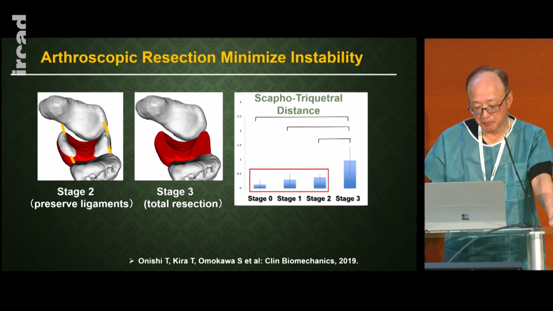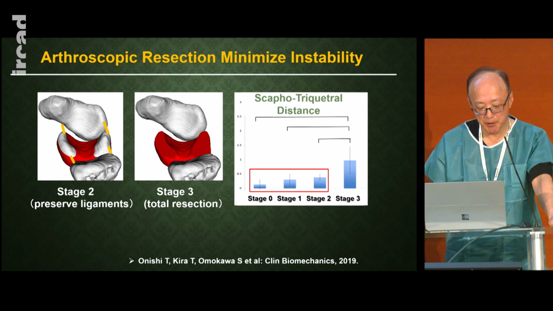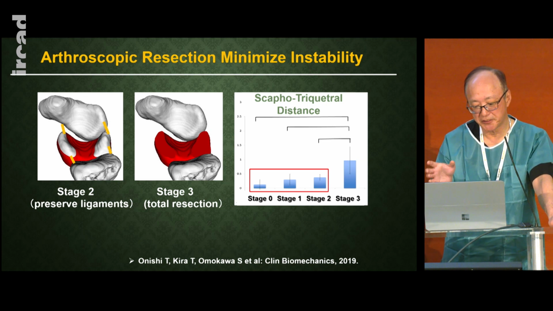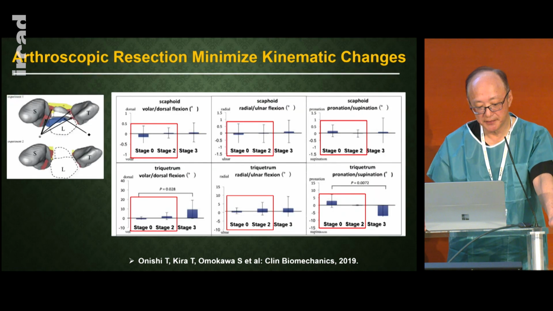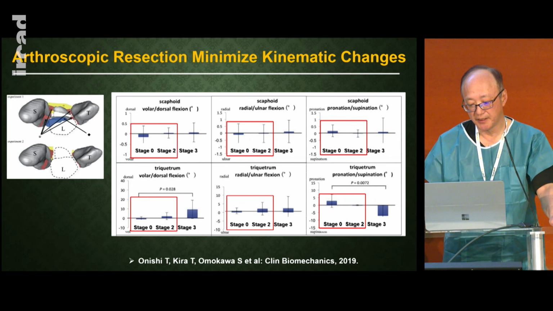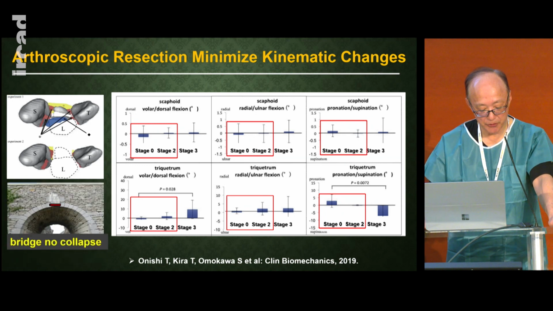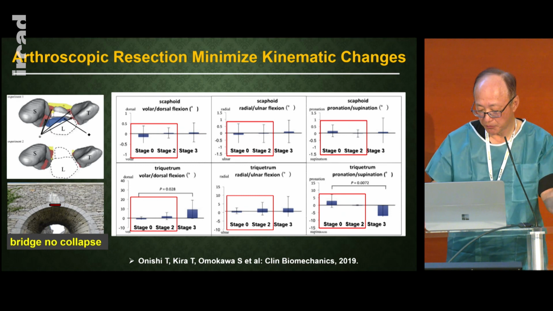And this is another biomechanical study comparing stage 2, preserving the ligament between the scaphoid and the triquetrum, and stage 3, total resection of the ligament. In stage 2, the scaphoid-triquetrum distance was maintained, not separated. Also, arthroscopic resection minimized kinematic changes of the scaphoid and triquetrum. So I think the bridge does not collapse, even with lunate resection alone, when we keep the scaphoid connected to the triquetrum.